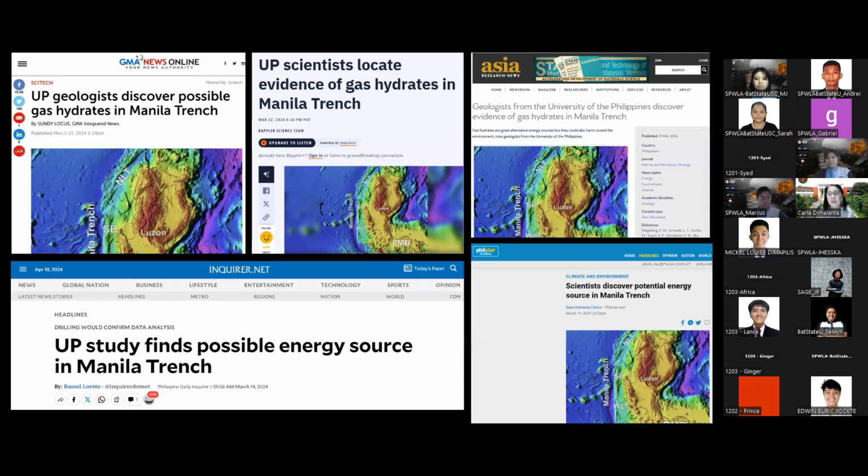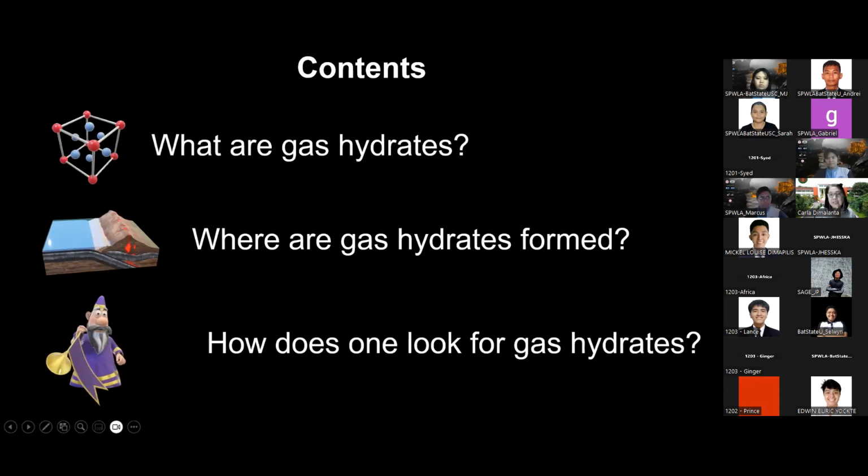So we're still a long way away from the commercial production of gas hydrates. We're still at the very, very front end of the whole process because this is the first time that we're doing an in-depth study of gas hydrates. So these are the contents of this afternoon's talk. I will introduce what gas hydrates are, give you some idea where gas hydrates are formed, where we typically look for them, and what tools are available for us to look for gas hydrates.